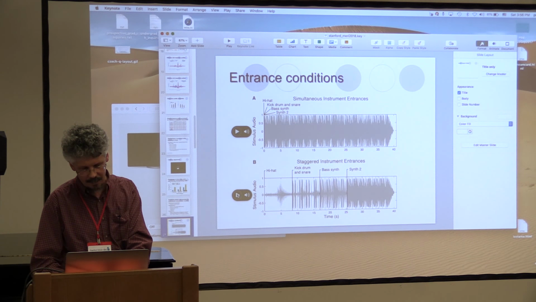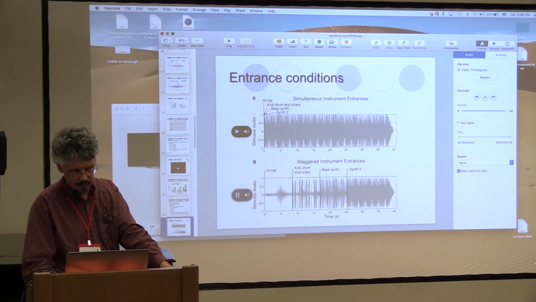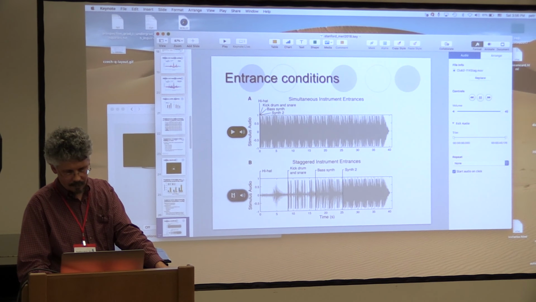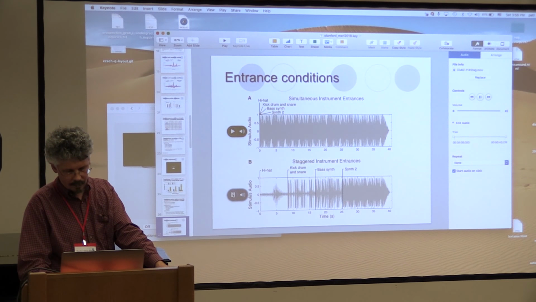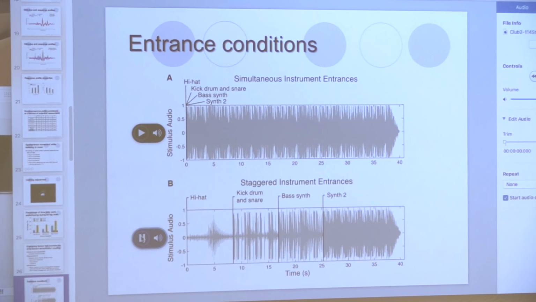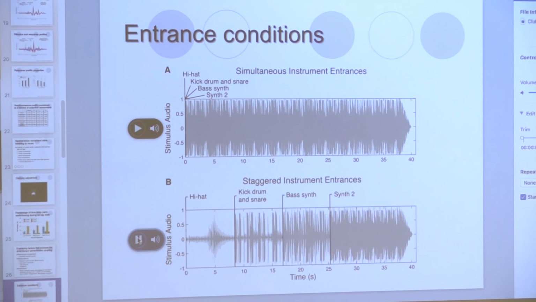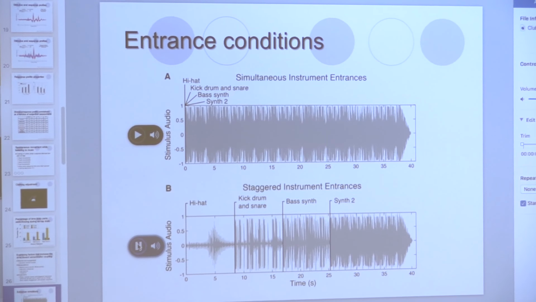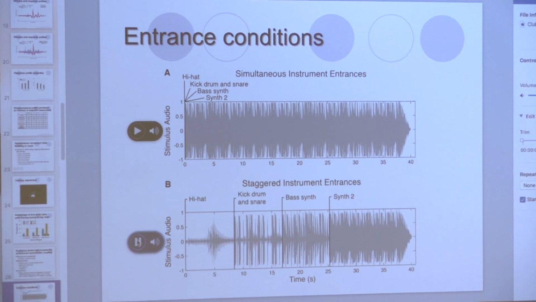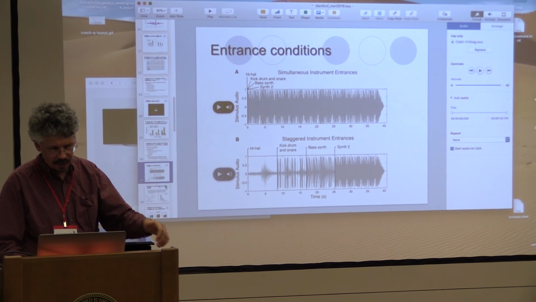The staggered one. So there's a whole bunch of those.